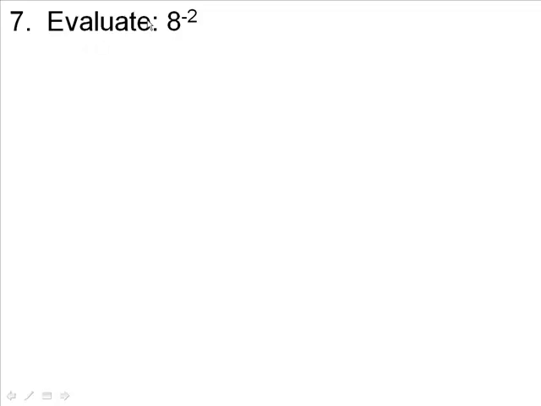Number 7, evaluate 8 to the negative 2 power. Alright? Well, we need to find out what a negative exponent is. I want to give you a little discussion on that.